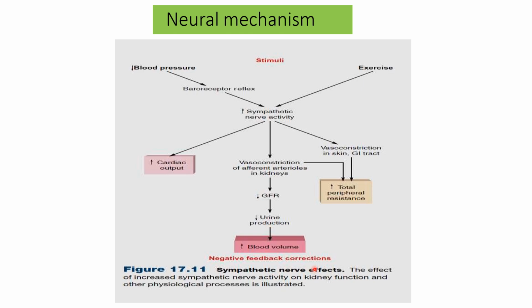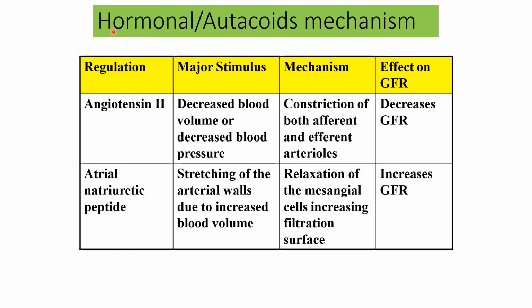So this is a negative feedback correction. Okay. So because of increased sympathetic activity by these two stimuli, this is the neural regulation of GFR. And next, last, coming to the hormonal or autocoid mechanism. So let's see how different hormones or autocoids regulate the GFR.